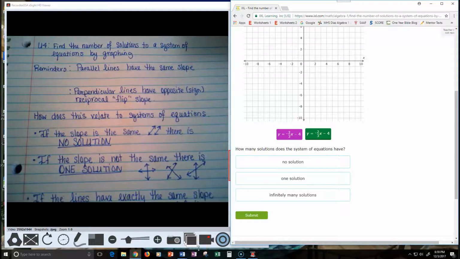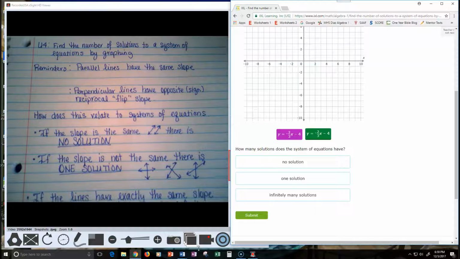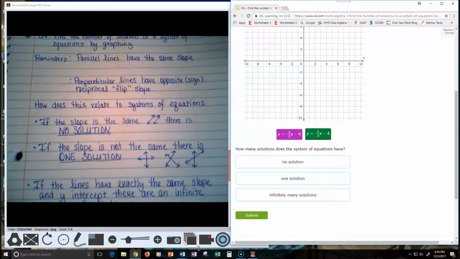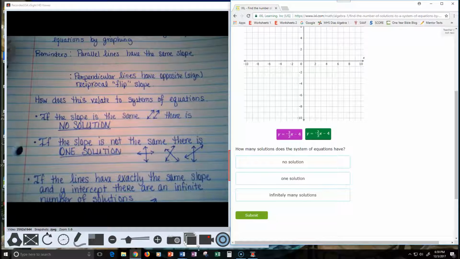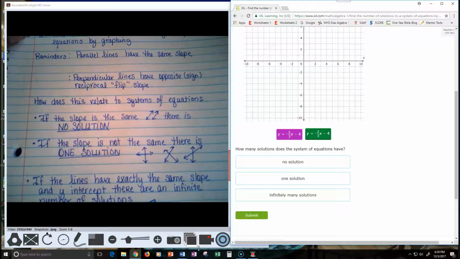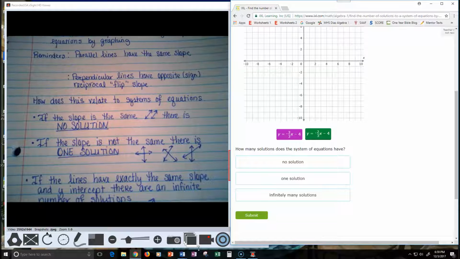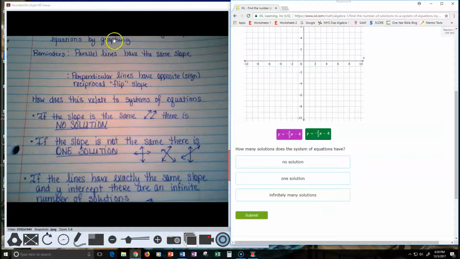All right, we're moving on to U4, which is to find the number of solutions to a system of equations by graphing. I have a few reminders for you. Remember when we were working in the S's and we were talking about how we knew the difference between lines that were parallel and perpendicular? I need you to remember these things.